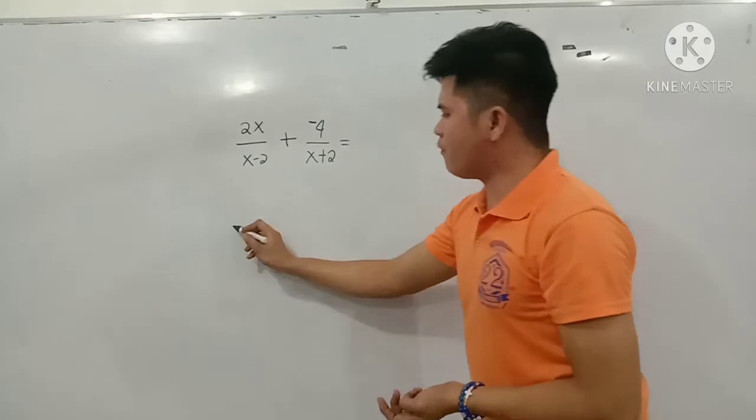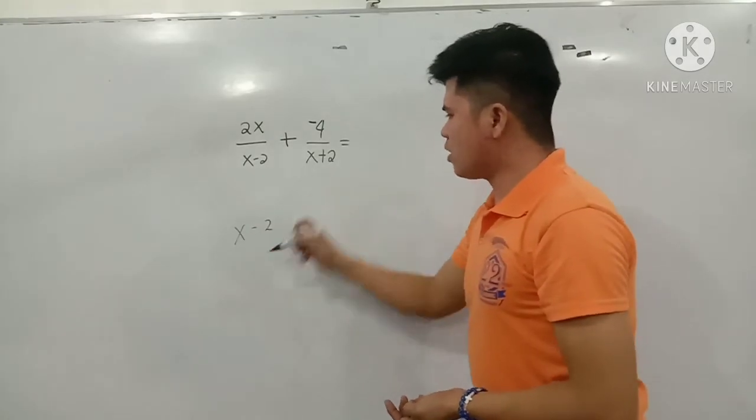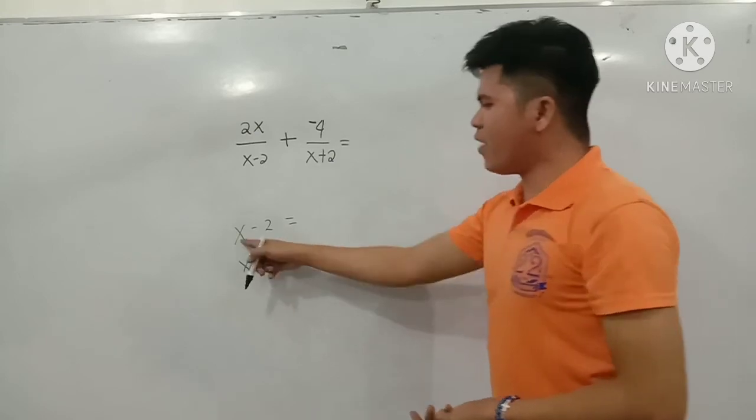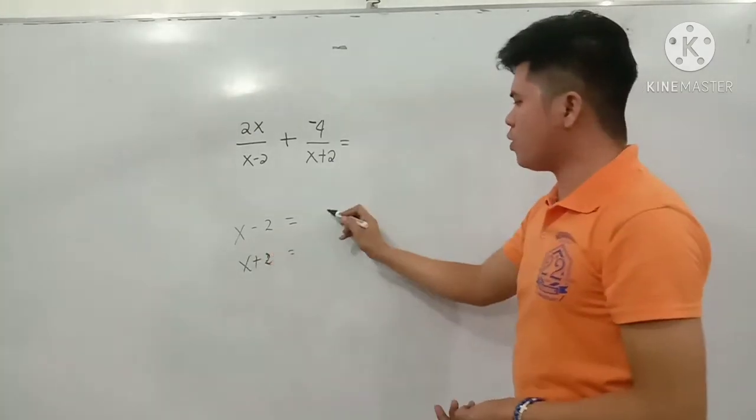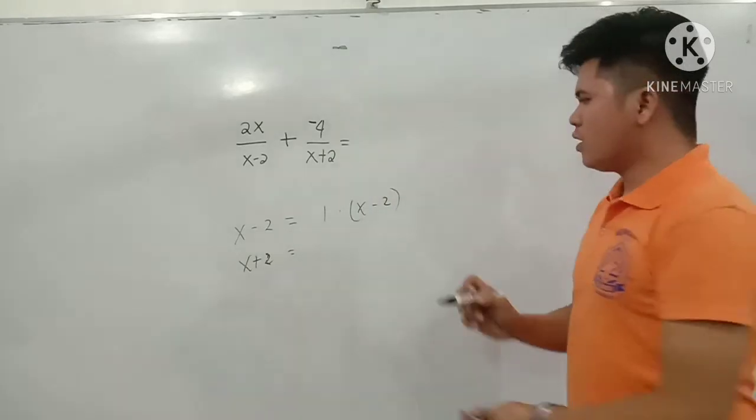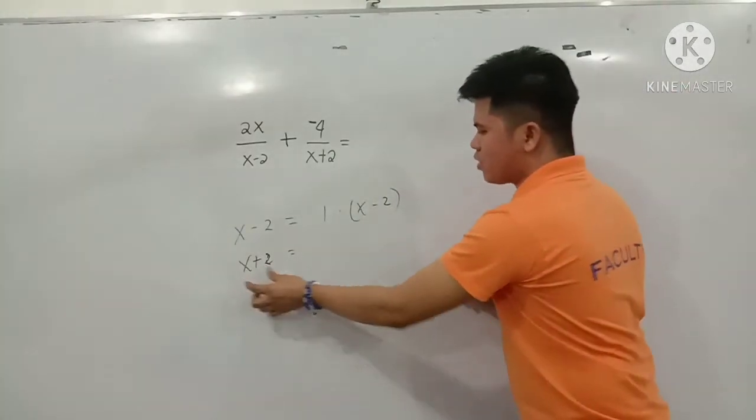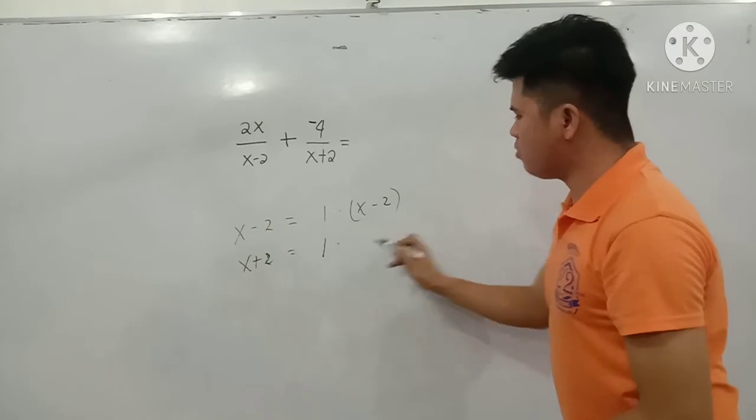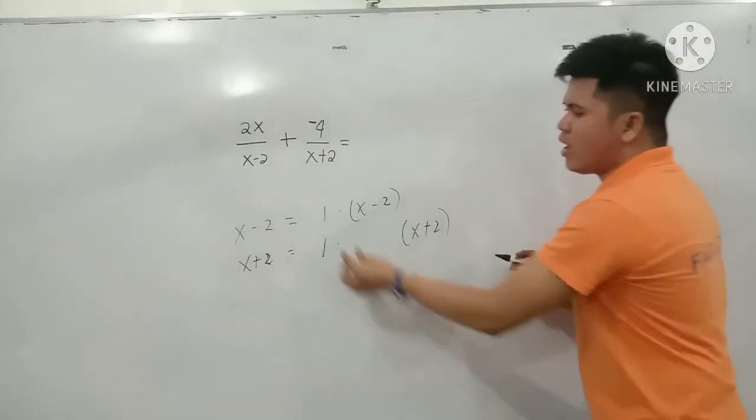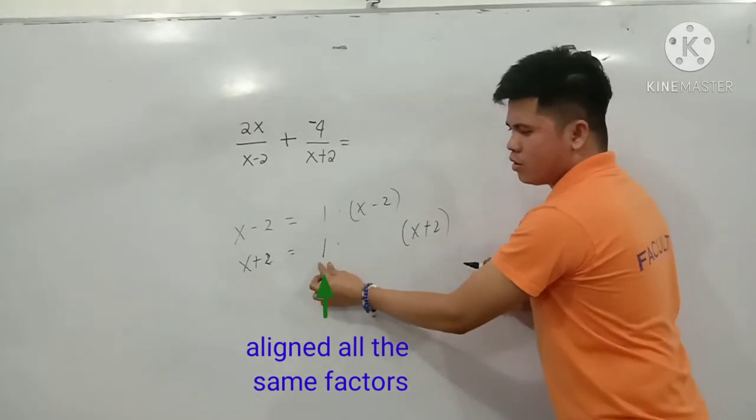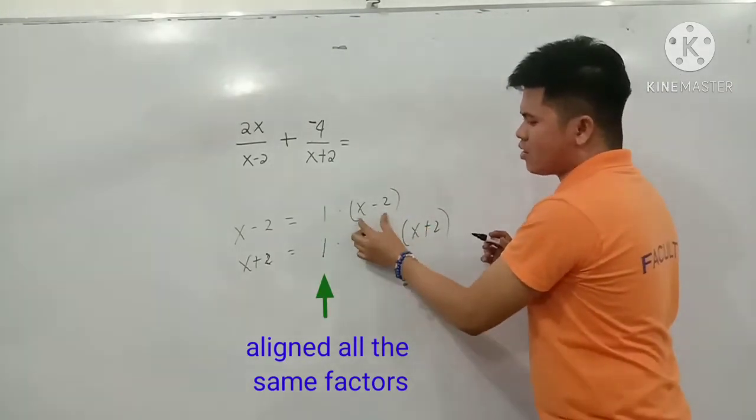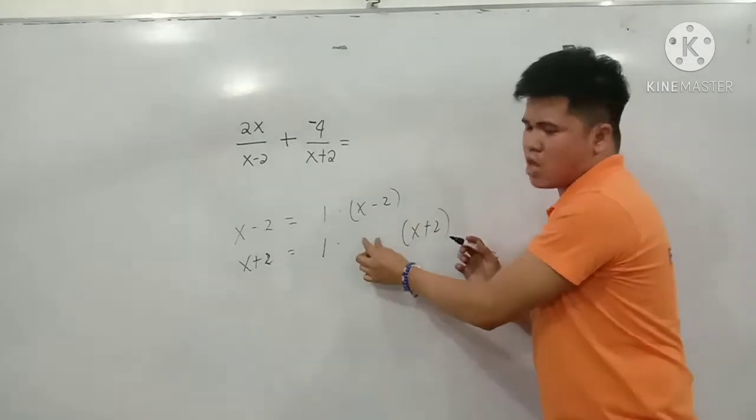So, we have here, the first is x minus 2, and the second is x plus 2. The factor of x minus 2 is simply 1 times x minus 2. Am I right? Then the factor of x plus 2 is simply 1 times x plus 2. I align 1 since the 1s are the same. And then the x plus 2, I will not align it with x minus 2 since they are not the same.